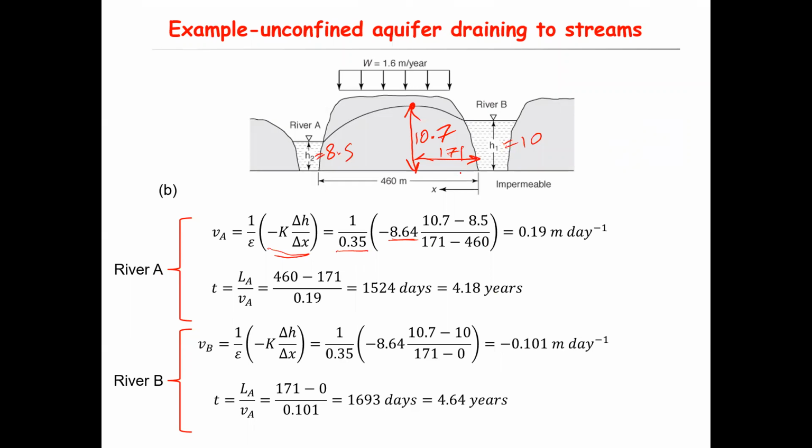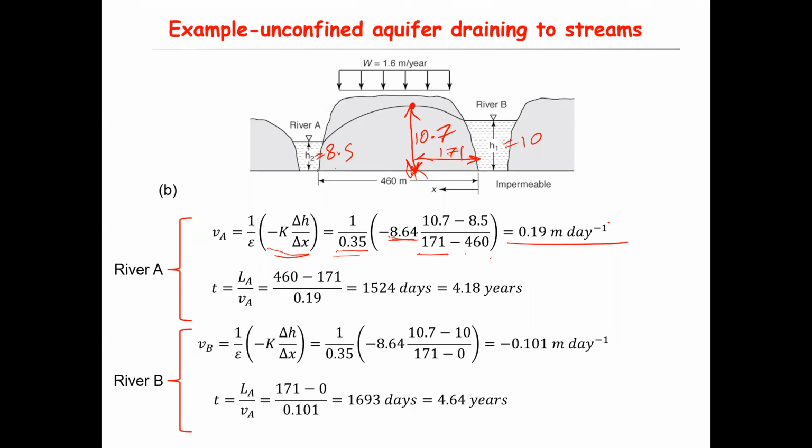Okay, so therefore VA, the pore water velocity toward A, will be equal to 1 divided by porosity times K, which is given in the question, times delta H over delta X. Delta H here is 10.7 minus the H here 8.5, divided by the X of this point minus X of that point. So X of this point is equal to 171 minus X of that point, that is 460. If you do the calculation, you'll end up with 0.19 meter per day.